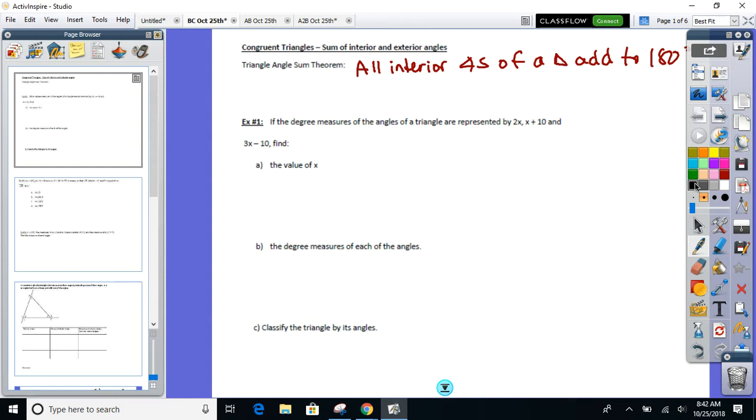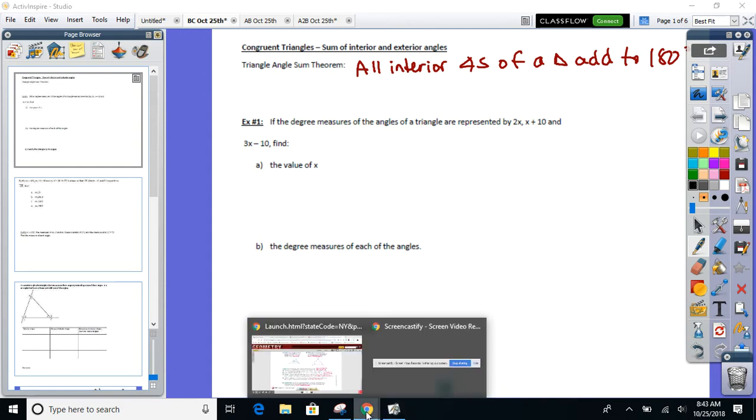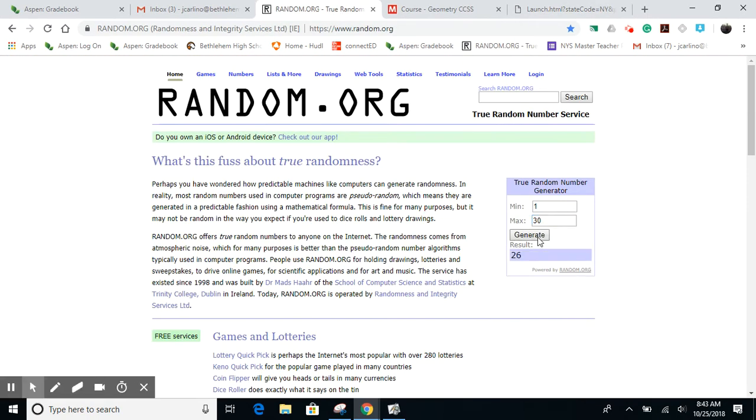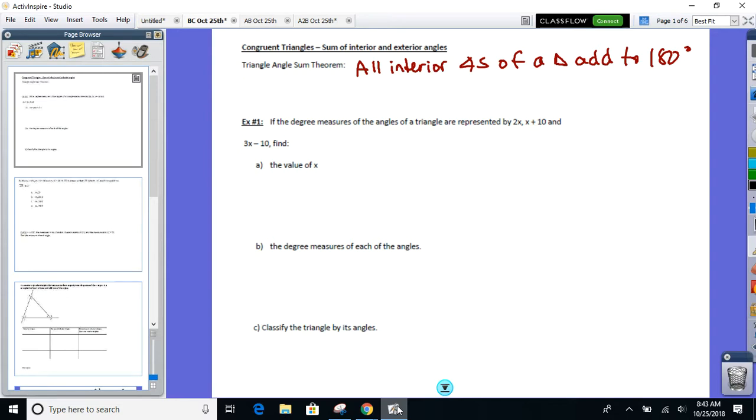Three angles of a triangle: 2x, x plus 10, and 3x minus 10. Find x. I'm going to ask somebody to set up an equation for me. Those are three angles inside a triangle: 2x, x plus 10, and 3x minus 10. Give me an equation that I can set up here. Got it. Add up all three angles and set them equal to 180.